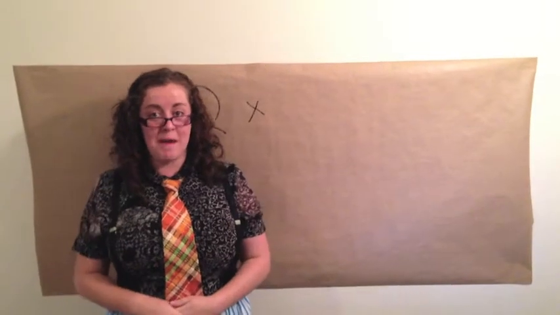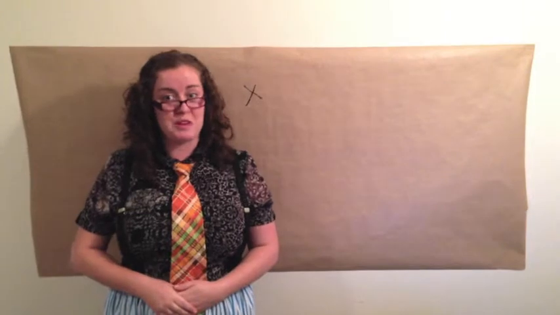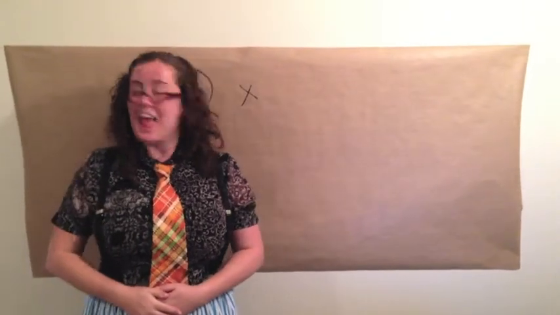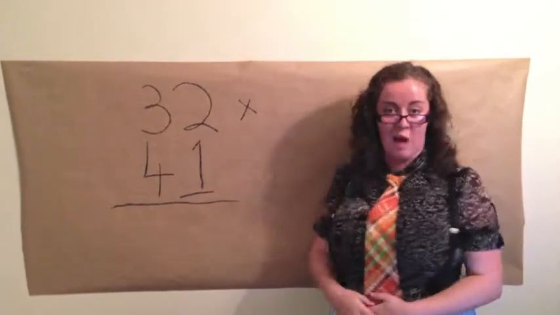Today we're going to learn about two-digit multiplication, which is when you multiply numbers with two digits. Take, for example, this sum, 32 times 41.